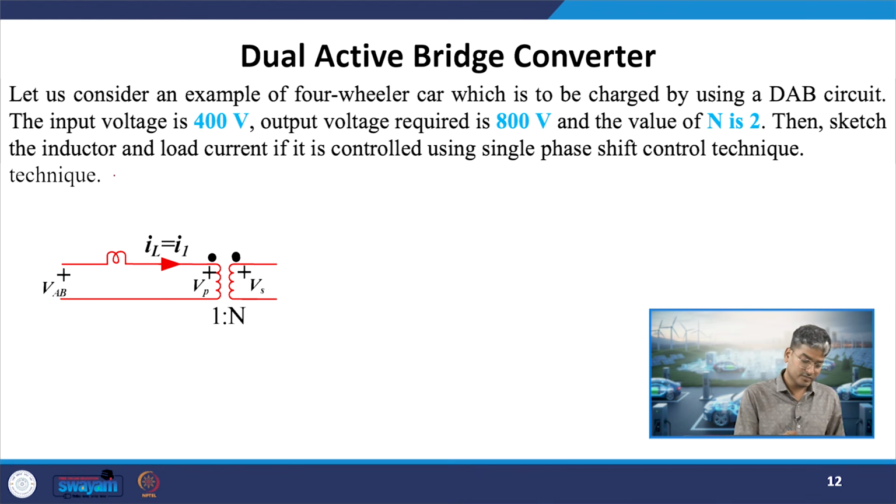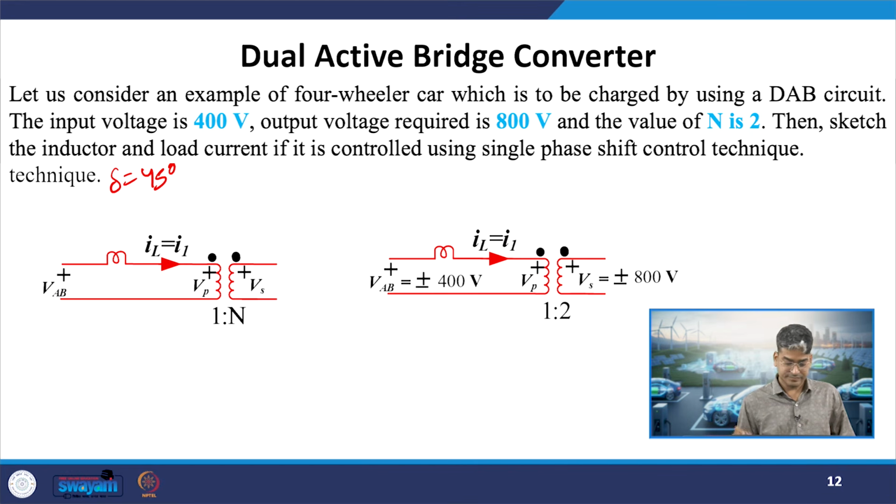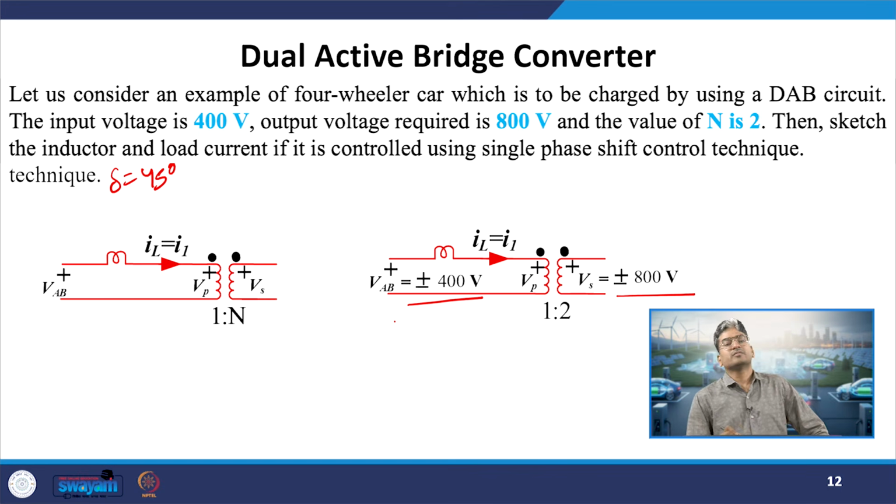Here we will assume delta to be equal to 45 degrees. So, let us assume this loading condition: 400 at the input stage, 800 at the output stage, n equal to 2, and delta considered to be 45, as an example. Now, as given in this question, the input is 400 and the output is 800. So, why is the plus minus written over here? The voltage, whether positive or negative, depends on which switch is on in the bridge.